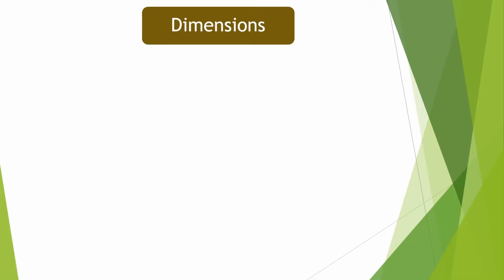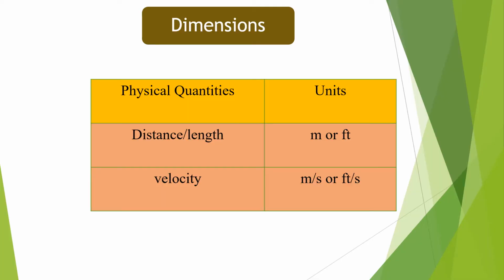Our today's topic is dimensions. Before defining dimensions, let's discuss system of units. We know that there are different systems of units such as FPS, CGS and MKS. So according to that system of units, one physical quantity may have different units. For example, distance or length can be measured in meters or feet.